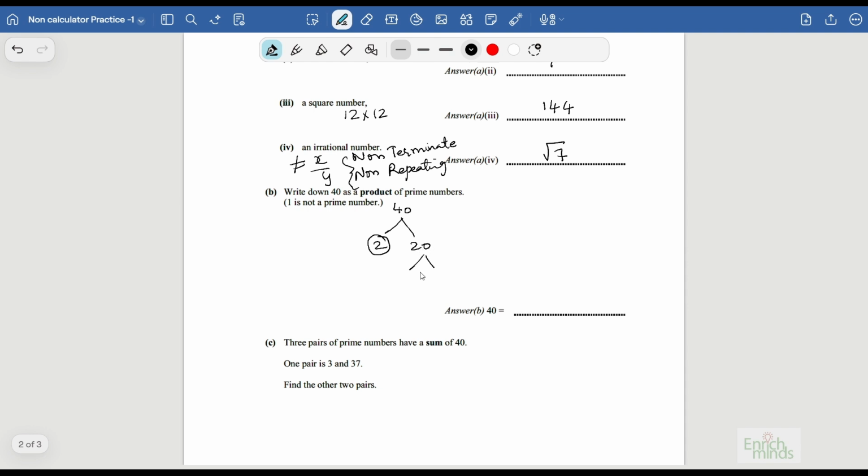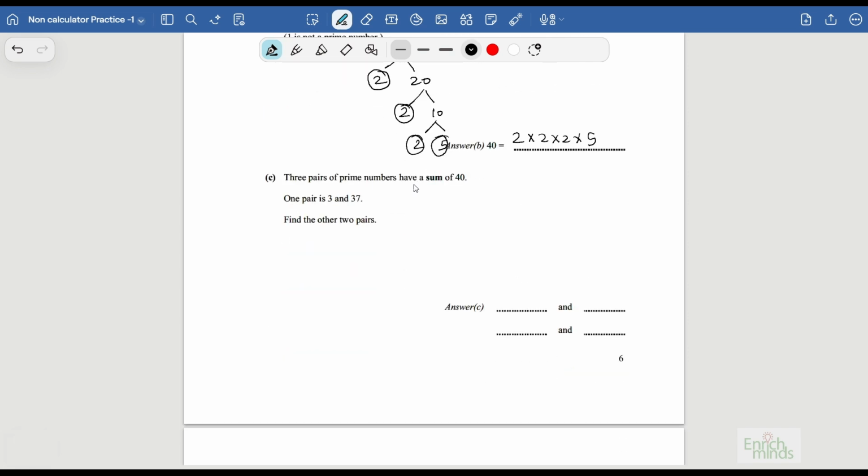20, again, I can write in terms of its factors. 2 times 10 gives me 20. These are the factors of 20. 2 is a prime factor, 10 is not, so I split it. 2 fives give me 10. They both are prime, so I circle them. So all the numbers I've circled are prime numbers, or in other words, they are the prime factors of 40. So 40 as a product of prime numbers can be written as 2 times 2 times 2 times 5.